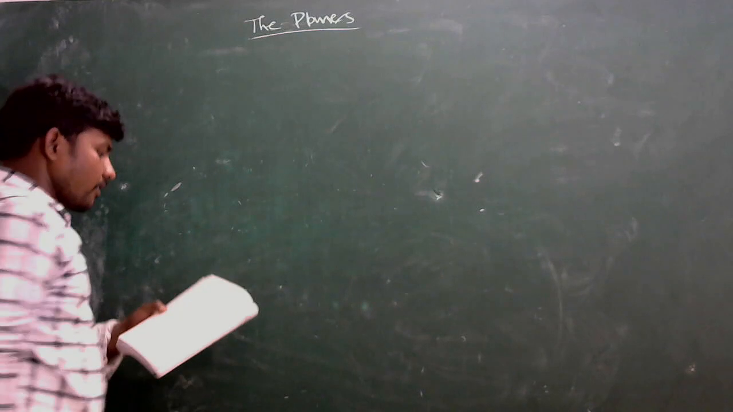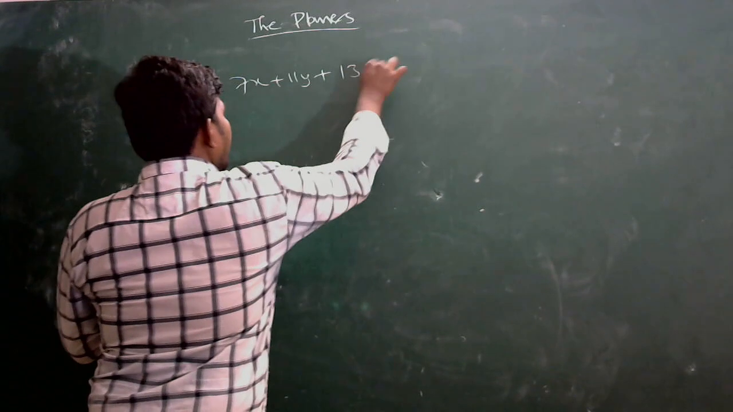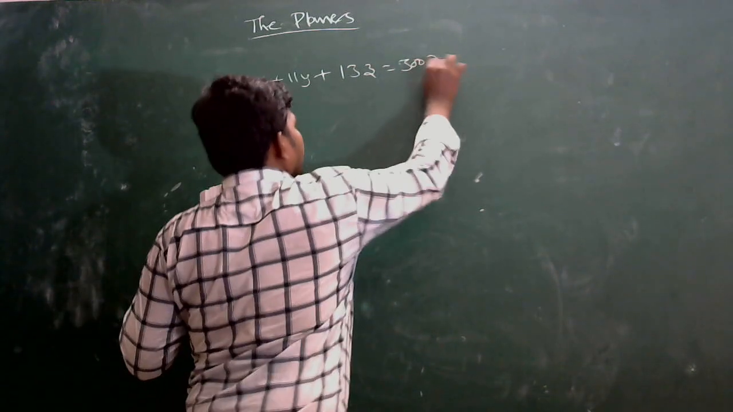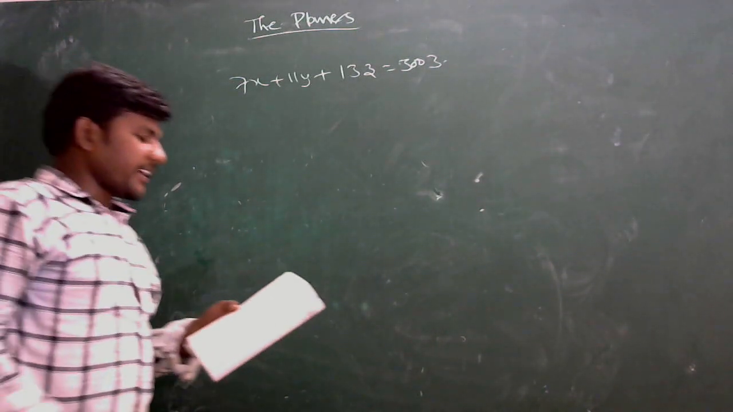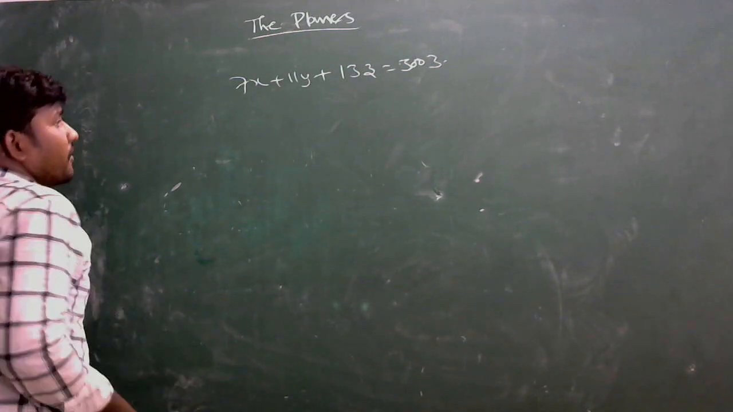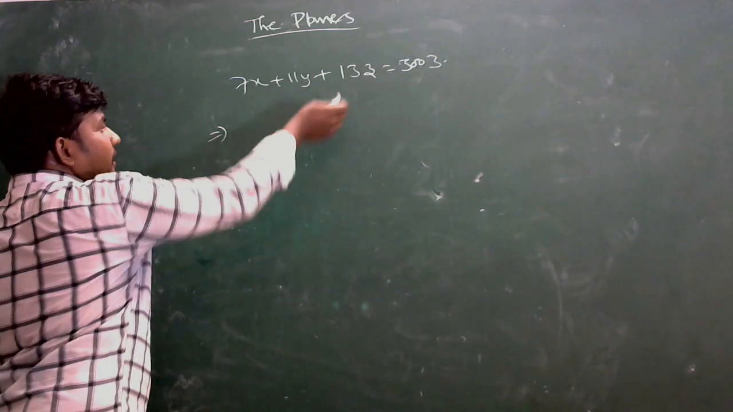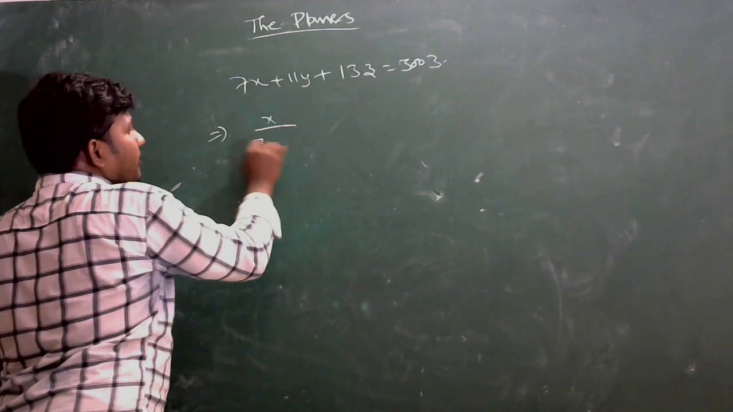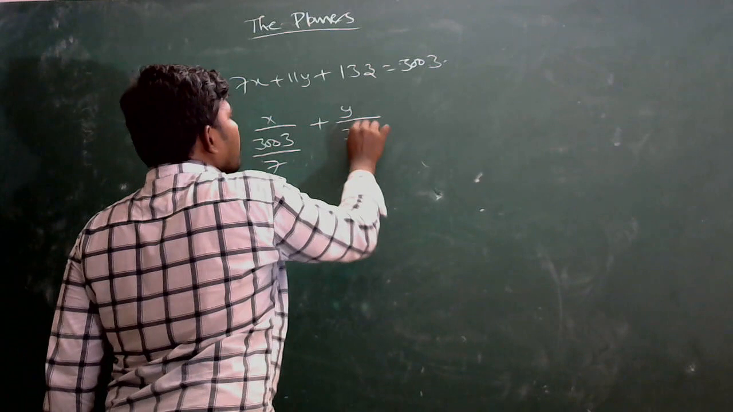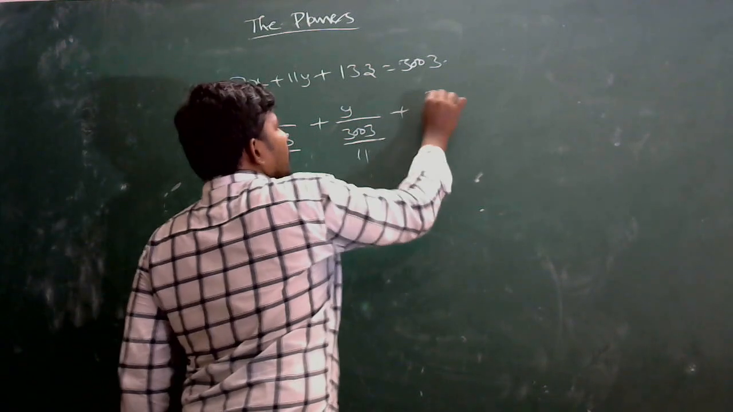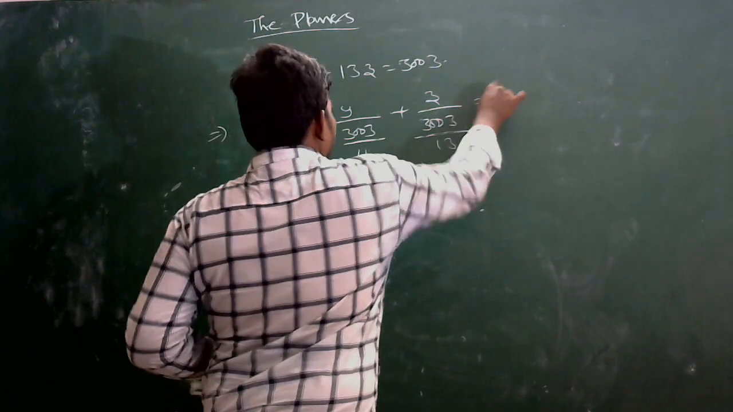Next, in the same way, if a plane 7x + 11y + 13z = 3003 meets the coordinate axes in A, B, C, then the centroid of triangle ABC is. First of all, it is written in the intercept form: x/(3003/7) + y/(3003/11) + z/(3003/13) = 1.